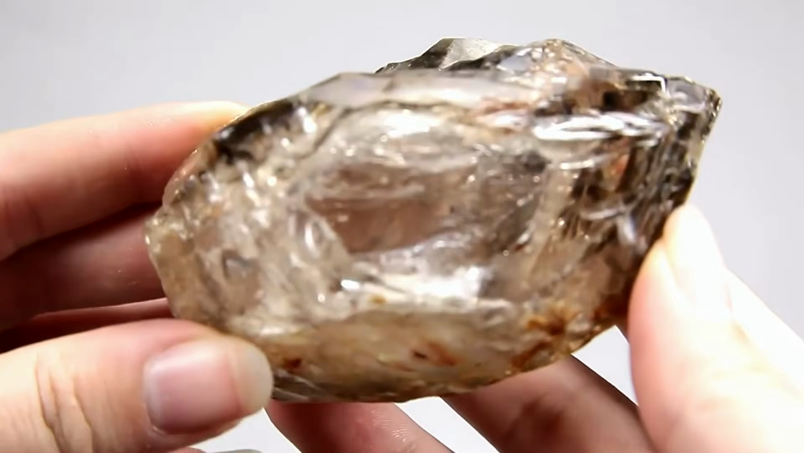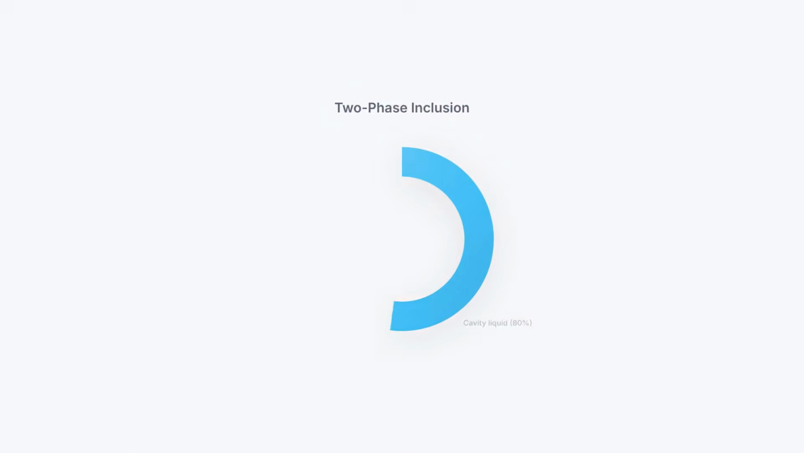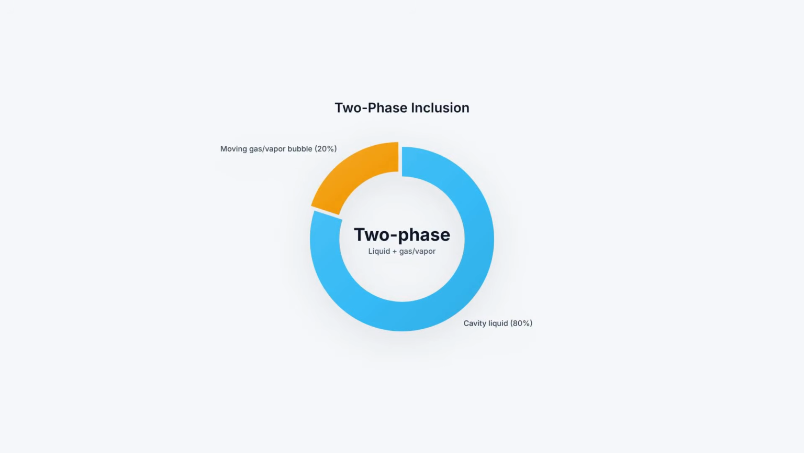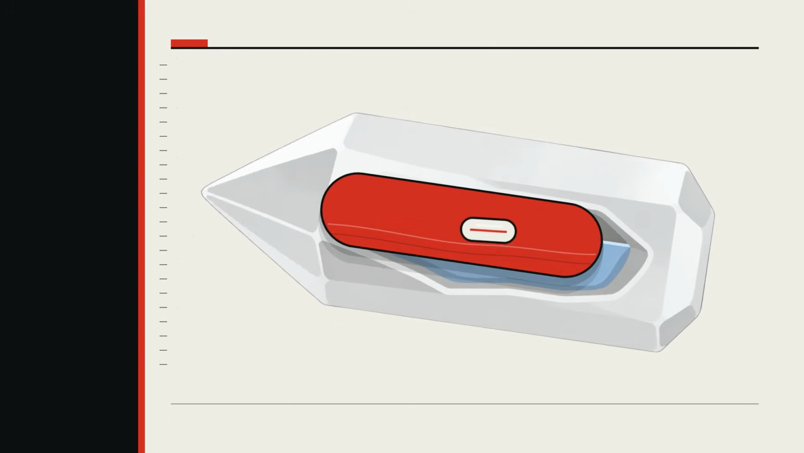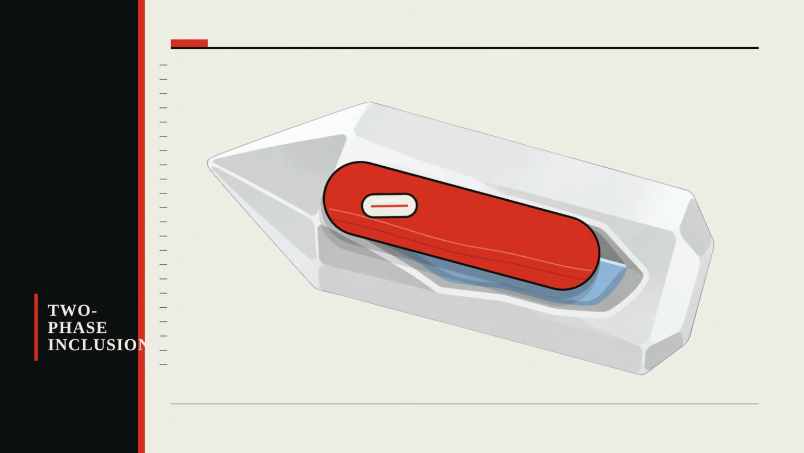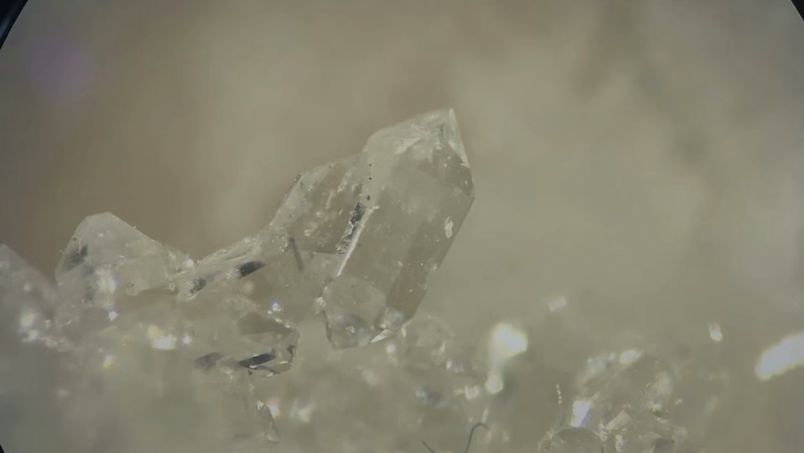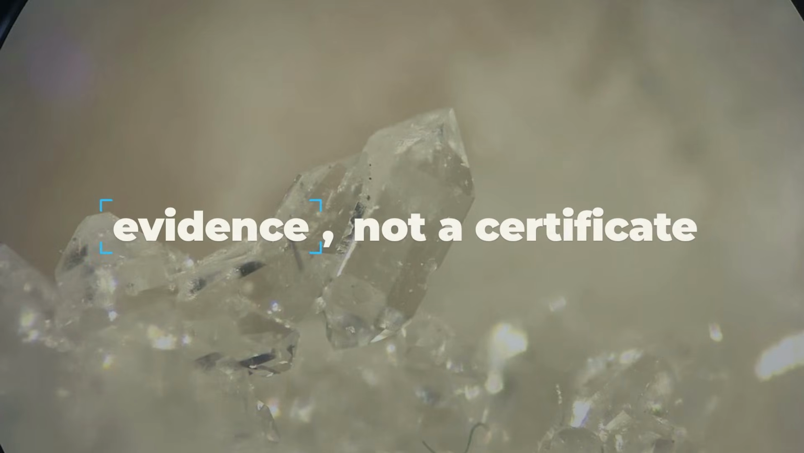You are probably not watching a loose drop of water roll through empty quartz. The cavity appears to contain fluid, and the moving shape is usually the gas or vapor phase traveling through it. Together, the liquid and bubble form a two-phase fluid inclusion, but a moving bubble is evidence, not a certificate.